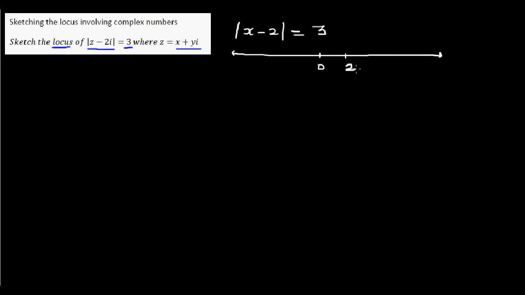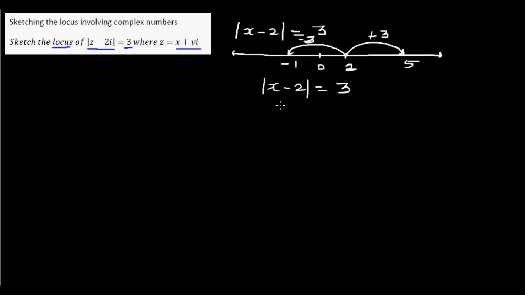So how many numbers are there? Basically, if you want to express this graphically, can you tell me the numbers which are at a distance of 3 from 2? Well, if you go 3 to the right, you get one number, which is 5. And if you go 3 to the left, 3 take away 2, you get another real number, negative 1. So the two numbers which are at a distance of 3 from 2 are 5 and negative 1.